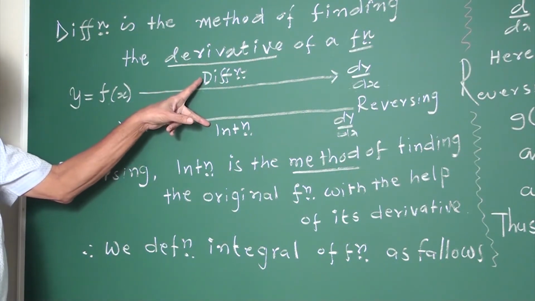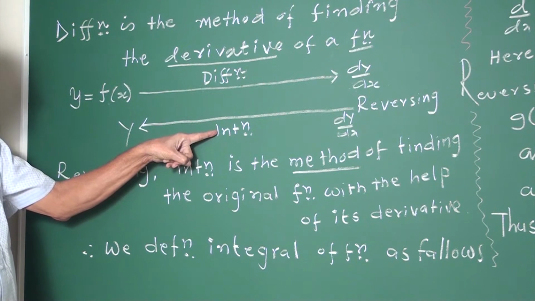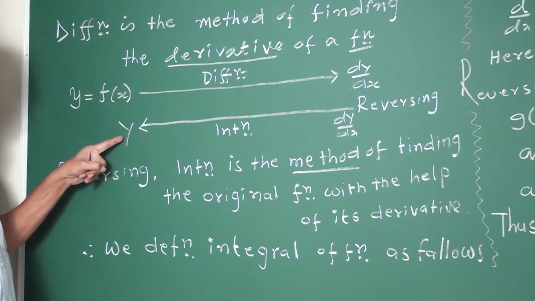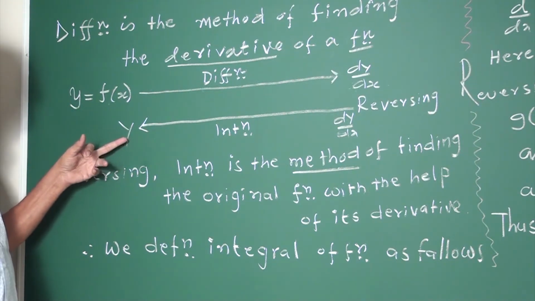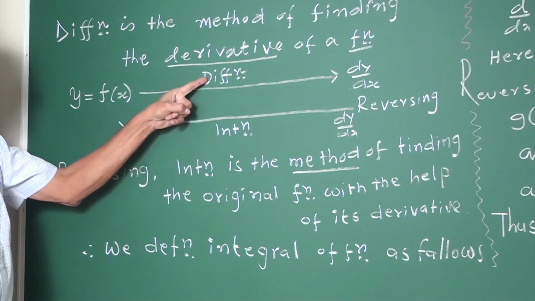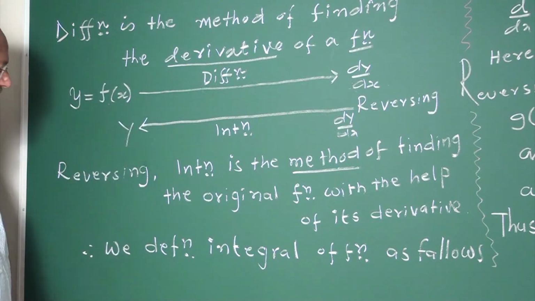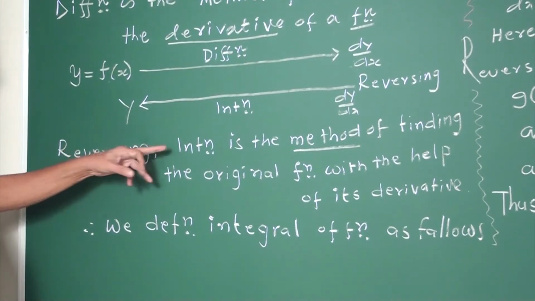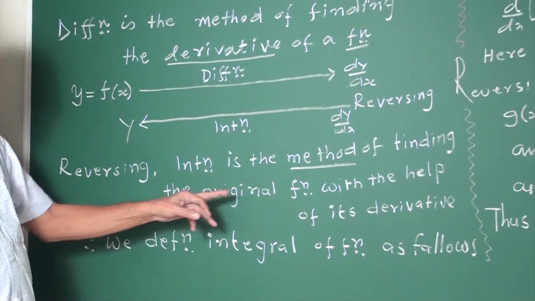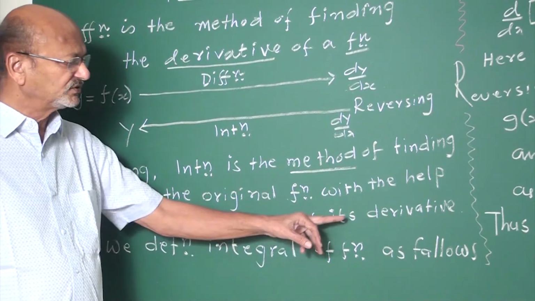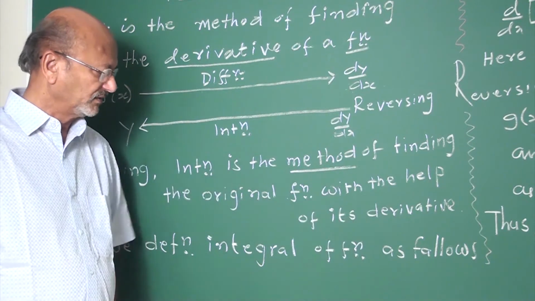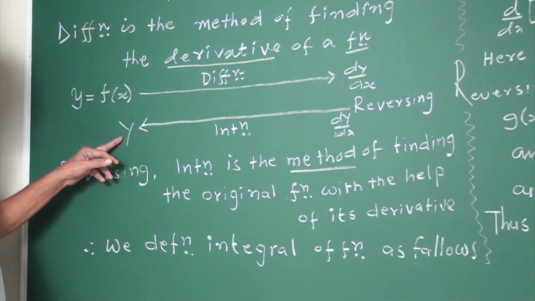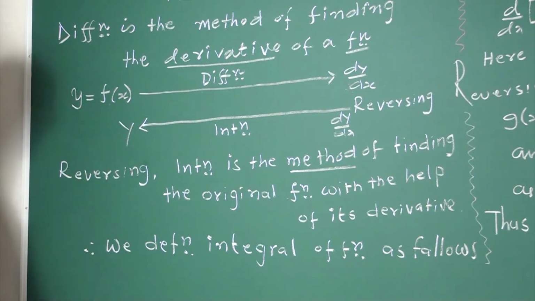Therefore, if you apply both differentiation and integration on any function, finally we arrive at the original function itself. Integration is the method of finding the original function with the help of its derivative. So remember, if you apply both on a function, we get the original function.